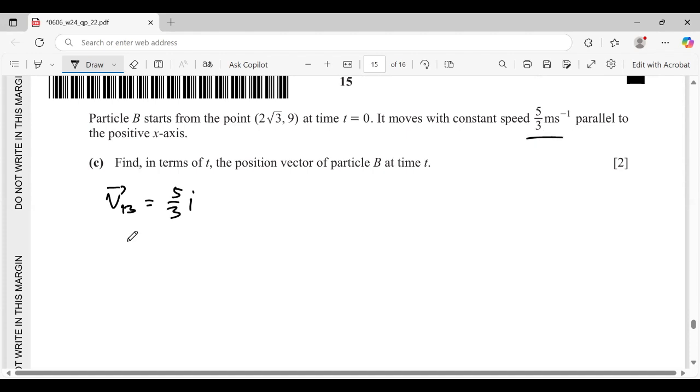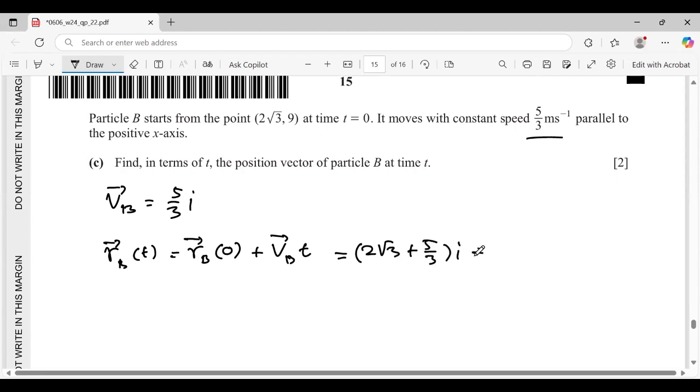So it means the position vector B at time t is this one: the position at t equals 0, plus the velocity in t. So it is (2 square root 3 plus 5/3 t) i plus 9j. So this is the position vector of particle B at time t.